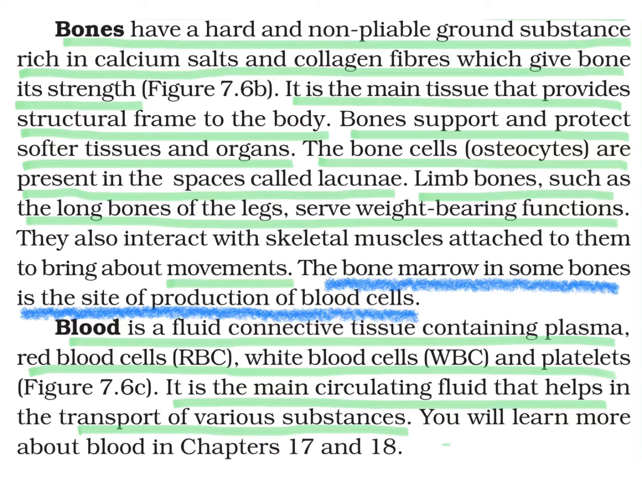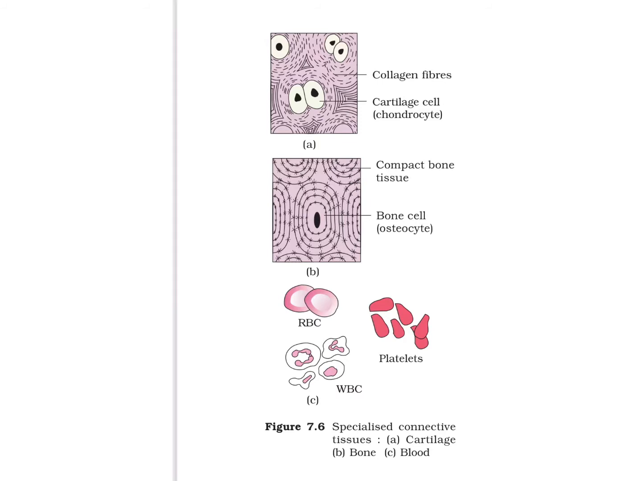Now let us start with the next important specialized type of connective tissue, that is blood. And blood is a fluid connective tissue. This is one of the differentiating points, and it contains plasma, red blood cells, white blood cells and platelets. It is the main circulating fluid which helps in transportation of many substances like waste products, nutrients, and gaseous substances. We are going to study more detail later on, and this is a very vast topic, but right now we have to consider only this much.